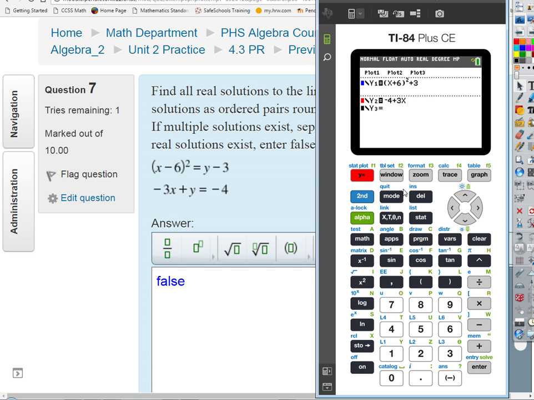Wrong. What did I do? Oh, whoops. It should be x minus 6 squared, and I put x plus 6 squared. So we've got to make that x minus 6 squared plus 3. Let's try this instead.